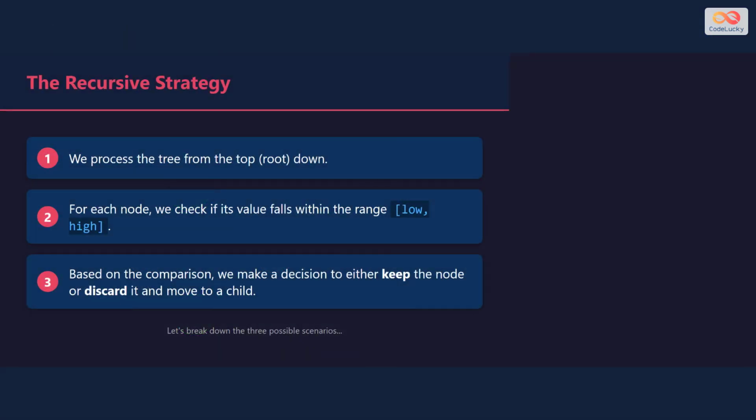We will solve this using recursion. We process the tree starting from the root. For each node, we check its value against our low and high boundaries. Depending on the value, we make a decision to either keep the node and fix its children or discard the node entirely and replace it with one of its children. There are exactly 3 scenarios we need to handle.